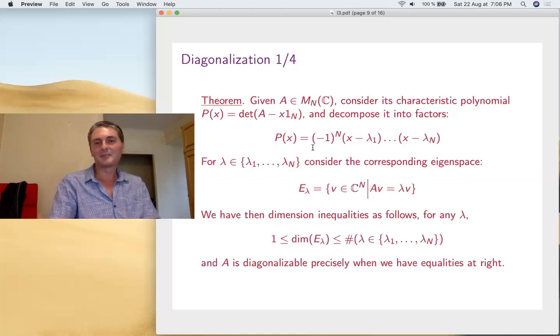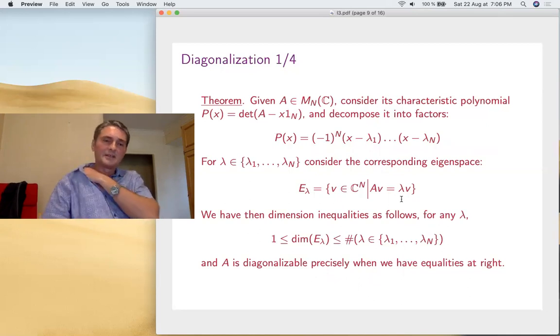So that's why the sign is minus 1 to the n. And then you have some x minus lambda i, some roots, right? This might be distinct or not. I mean, let's just write it like this. Now, let's pick a number here and consider the corresponding eigenspace. So that's the vectors v with Av equals lambda v.